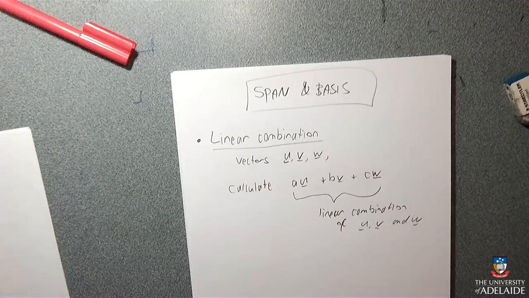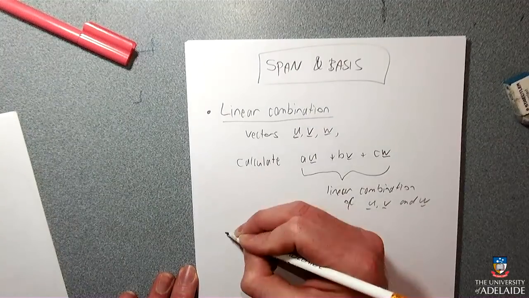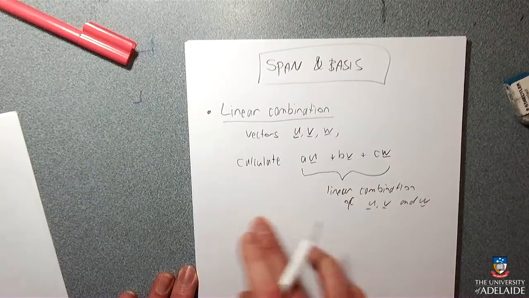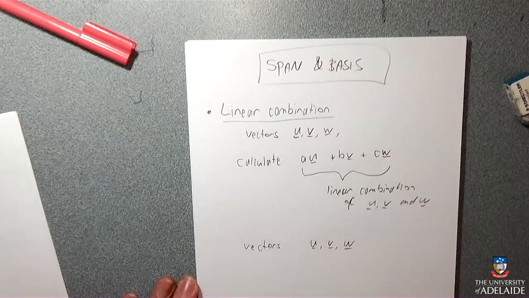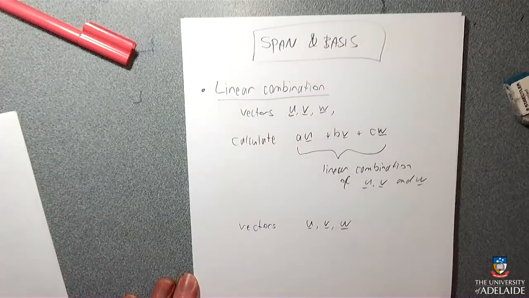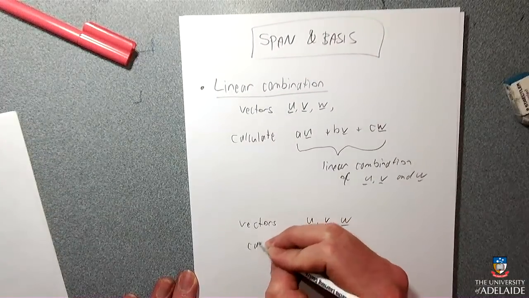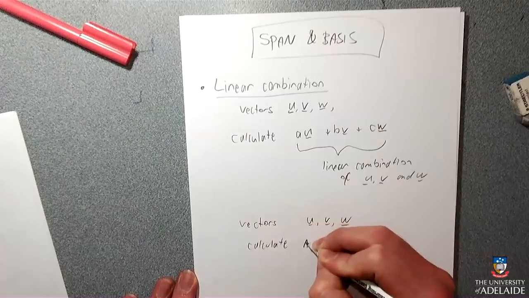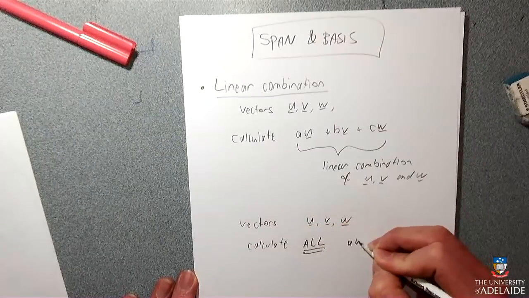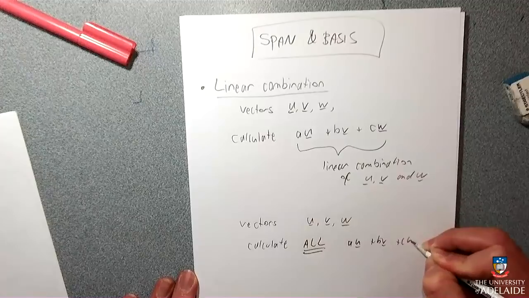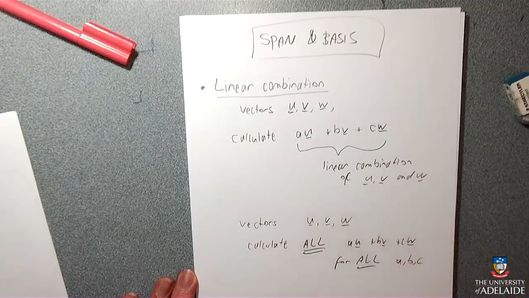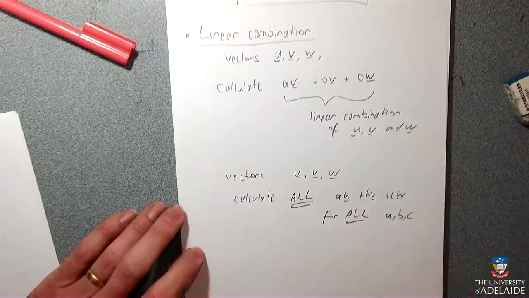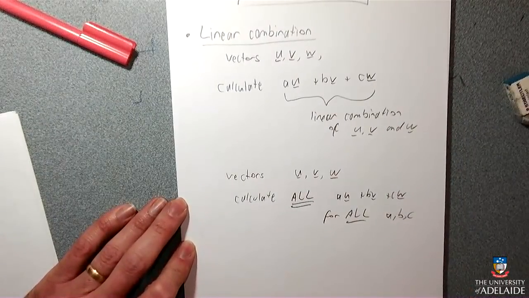So if we take some vectors, it doesn't matter what they are, but I'll just say that there's 3 of them. It will work with 1 or 2 or 15. So take some vectors, calculate all of these for all A's, B's and C's, all right? Then what you make is called the span of those vectors.